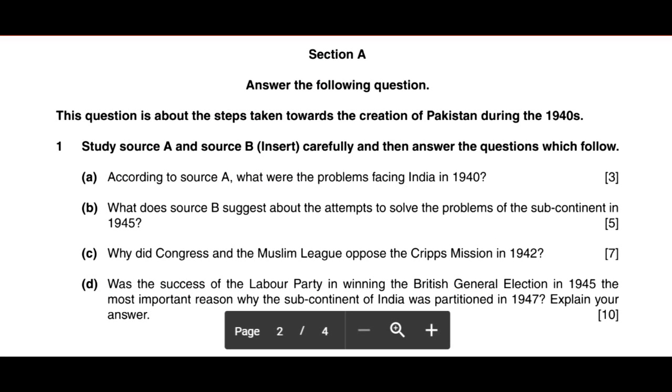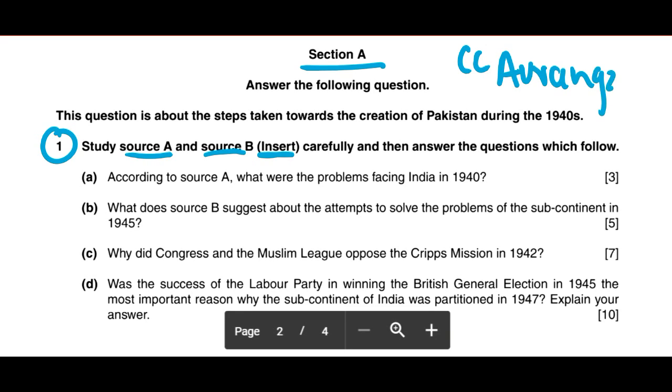Let's take a look at Section A, question number 1. Now, question number 1 says, study source A and source B. I don't have the source here because it says insert instead. But source A typically is a small paragraph. For example, Aurangzeb, in his time, all that happened, and it gives you a small paragraph. Your source B is typically a picture depicting some kind of thing, either a person or a war or some sort of incident that you are going to be familiar with.